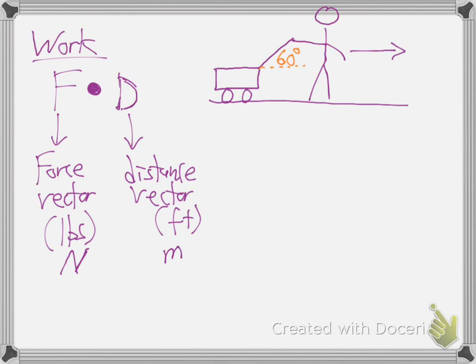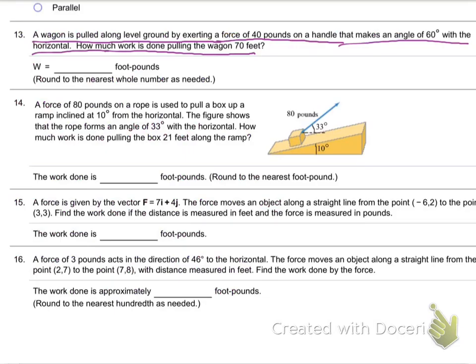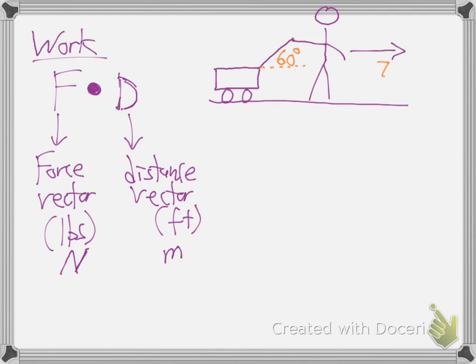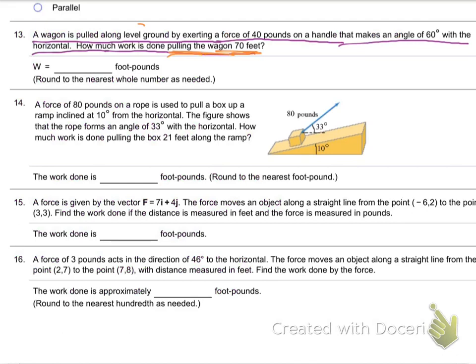So, all right, we're pulling that wagon straight to the right. The handle's at an angle of 60 degrees. Now they want us to figure out how much work is done in pulling the wagon 70 feet. So that means that person goes 70 feet to the right. Didn't it say level ground? Yeah. Level ground. That's important. Going up a hill is different. Those are hard when they do that to you in physics.